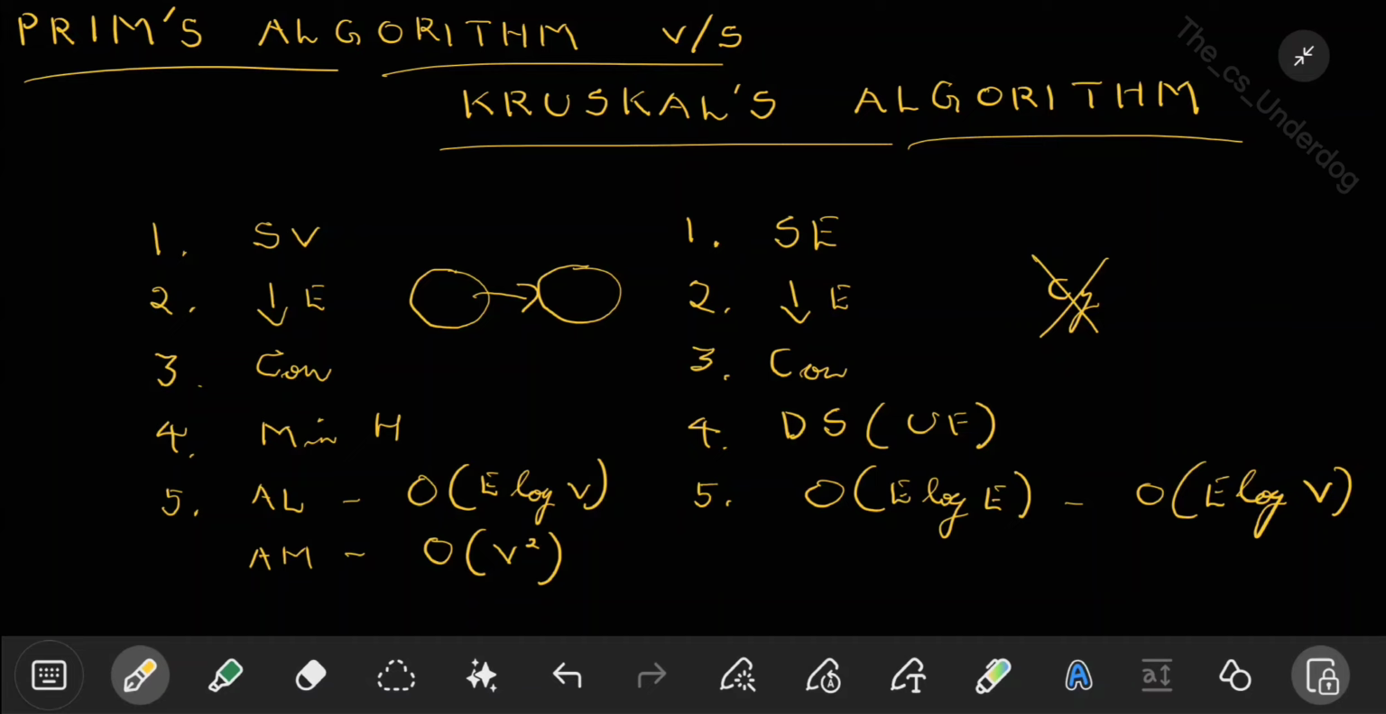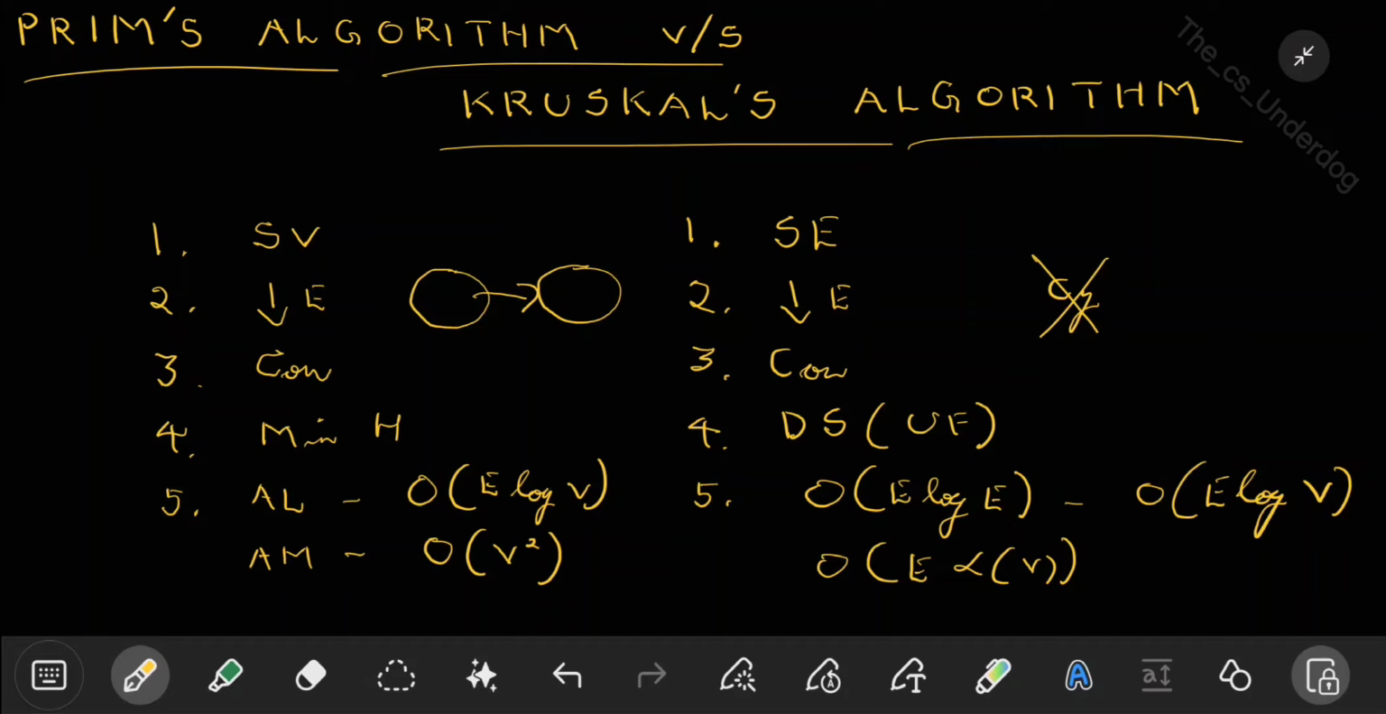And then in order to do the union and find operations, you will take order of E into alpha V time. What is alpha? Alpha is inverse Ackermann function. So this is what we learned about Kruskal's algorithm. So totally you can say it takes order of E log E in this case, or maybe E log V, whatever you want to call.